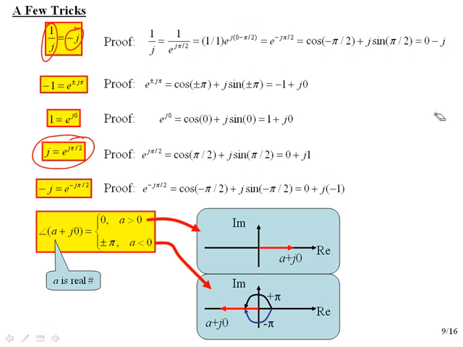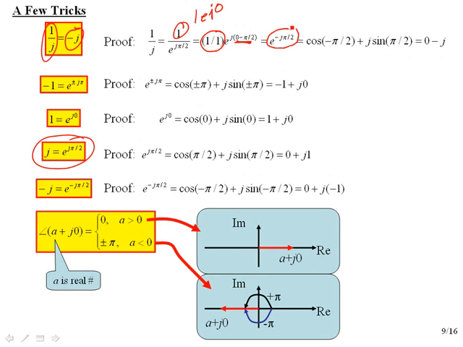So 1 over j is equal to 1 over e to the j pi over 2. And now we're going to use the form for dividing complex numbers. The top here is really just 1 e to the j 0, since e to the j 0 is 1. So we have the ratio of their two magnitudes, 1 over 1, which is 1, and we have the difference of their angles, and that boils down to e to the minus j pi over 2.